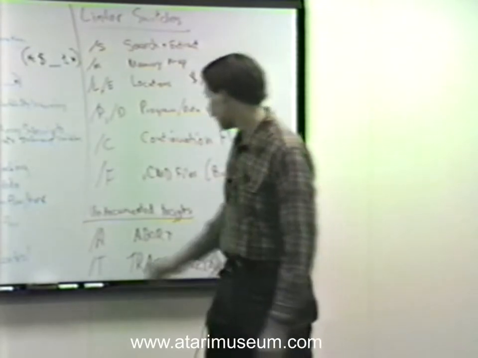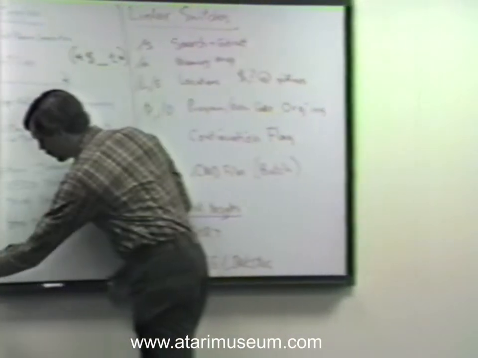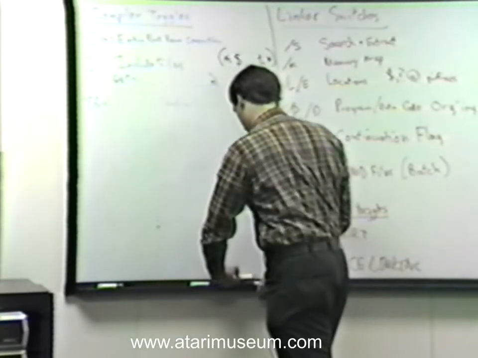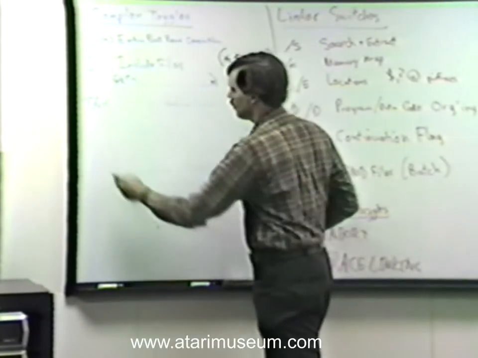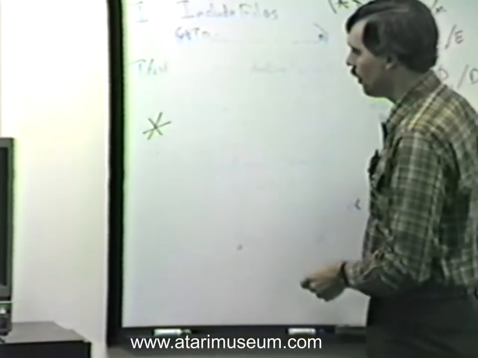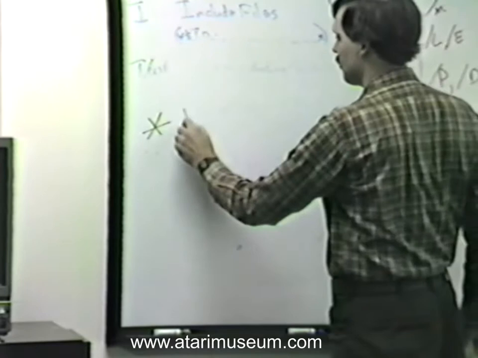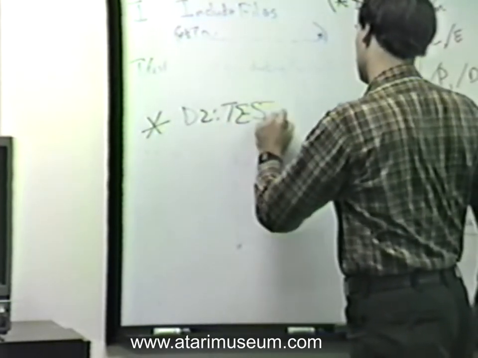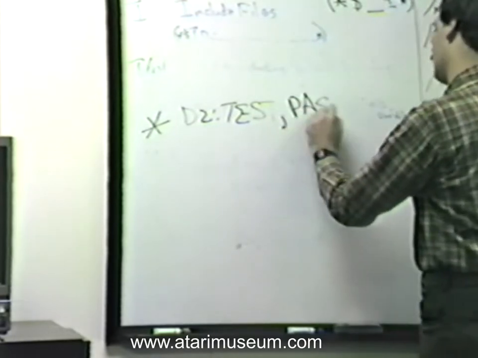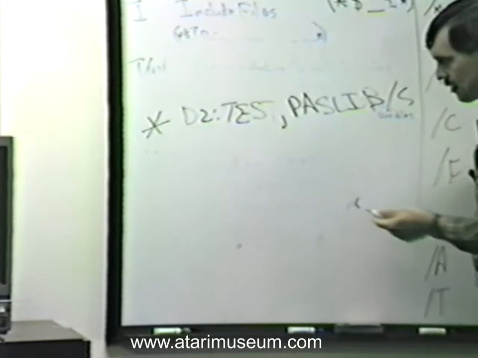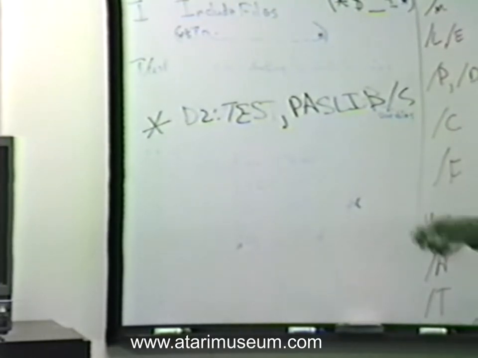And usually what you'll see is a little asterisk prompt, which you'd then respond with your files, say D2:test, comma, passlib/s as an example.